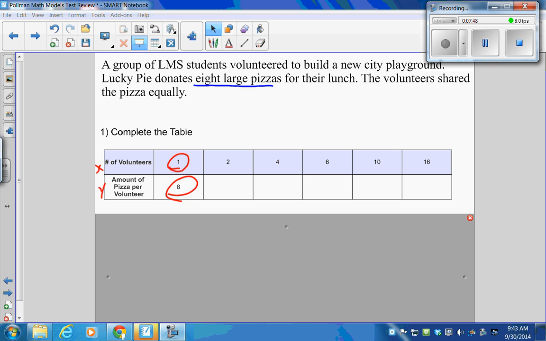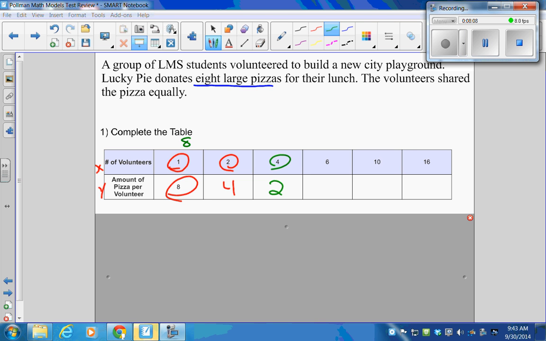All right, so what I'm doing is, if 2 people come, each person gets 4 whole pizzas, which is still a lot of pizza if only 2 people volunteer. If 4 people volunteer, each person gets 2 pizzas. So the pattern is that there's 8 total, so I'm going 8 divided by this number gives me my bottom number. 8 divided by 2 equals 4. 8 divided by 4 equals 2. So some of these will not go in evenly.